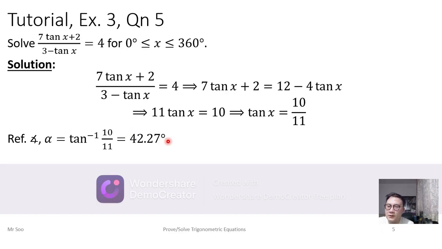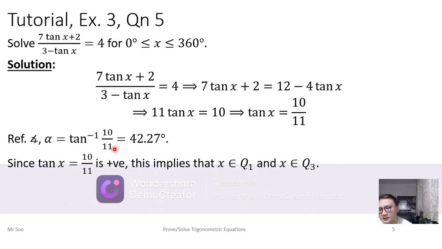Then just now I mentioned that tangent x is a positive value, in fact positive 10 over 11. So my x should lie in Q1 and Q3. So this statement here, you notice I use some shorthand notation for set theory. Basically, this symbol means element. x is an element of Q1, x is an element of Q3, meaning x belongs to Q1 or x lies in Q3.